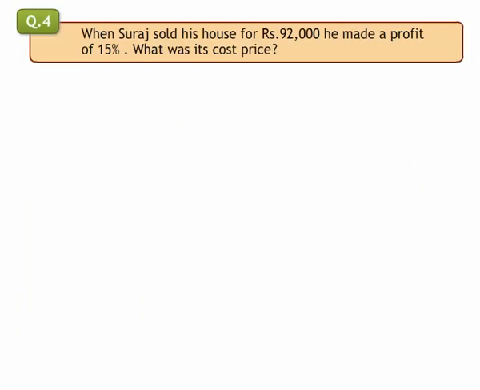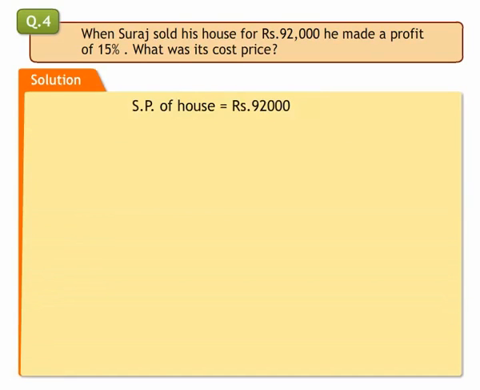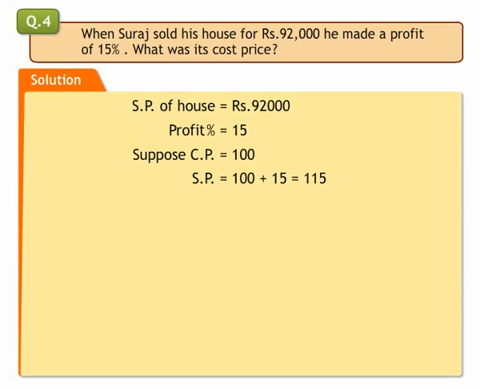4. When Suraj sold his house for rupees 92,000, he made a profit of 15%. What was its cost price? Solution. Selling price of house is 92,000. Profit percent is 15. Suppose cost price is 100 and profit percent is 15, then selling price is 100 plus 15, which is equal to 115. If cost price is X, ratio of cost price is equal to ratio of selling price.